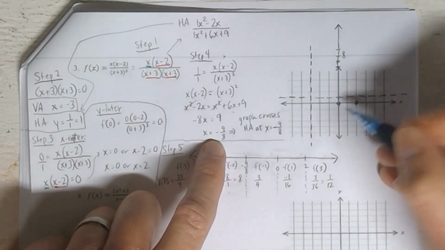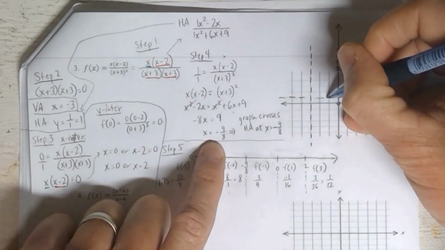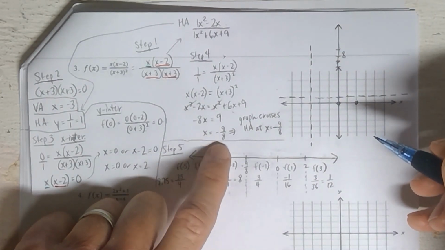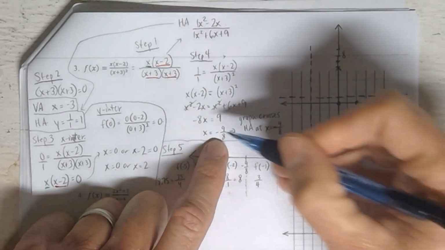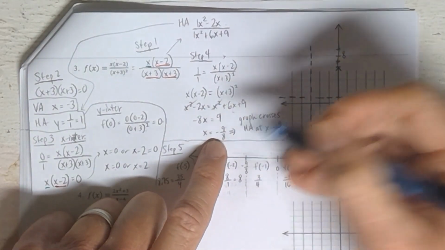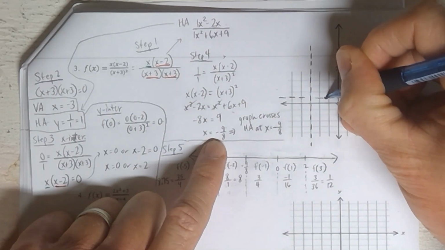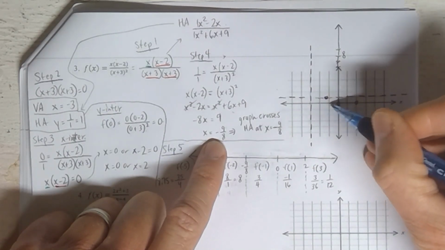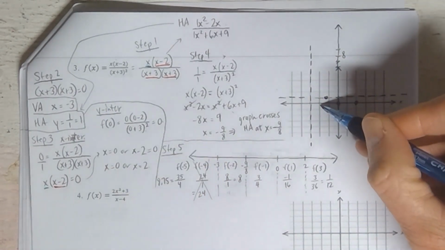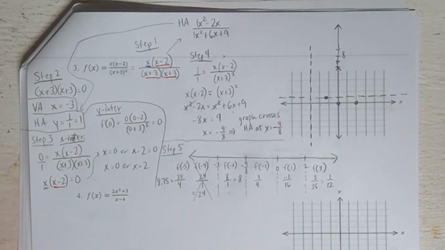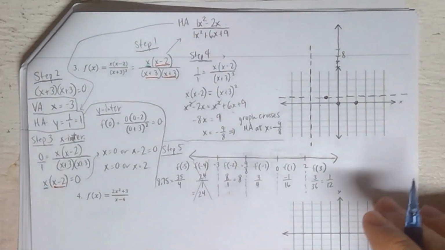This point right here is where it crosses the horizontal asymptote at x. Remember, that's not y, it's x. X equal to -9/8. So since that number in your calculator is -1 point something, what you do is you go between -1 and -2. And there's -1 and there's -2. So you just go in between that and put a point right on the horizontal asymptote, because that is where the graph is going to cross the horizontal asymptote.